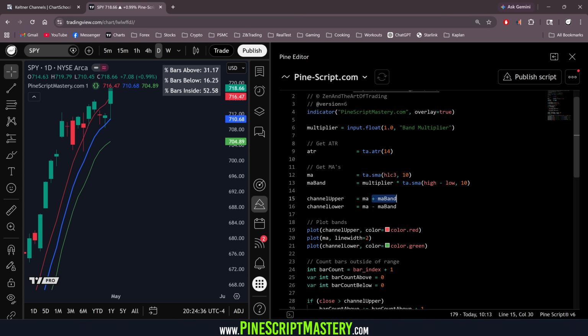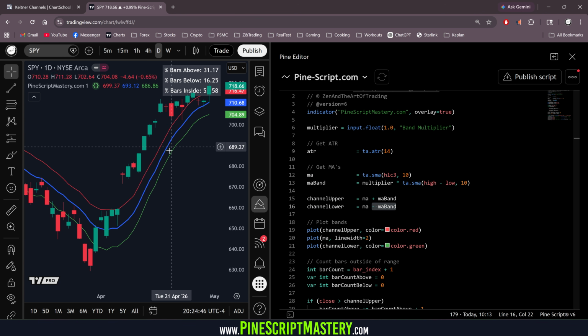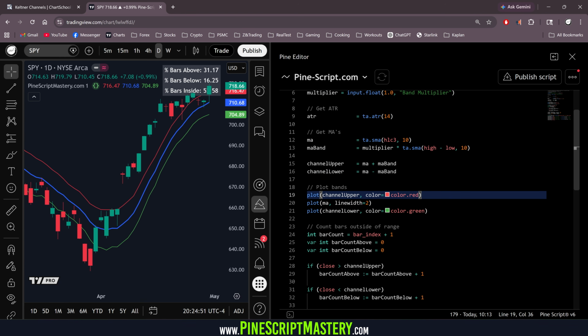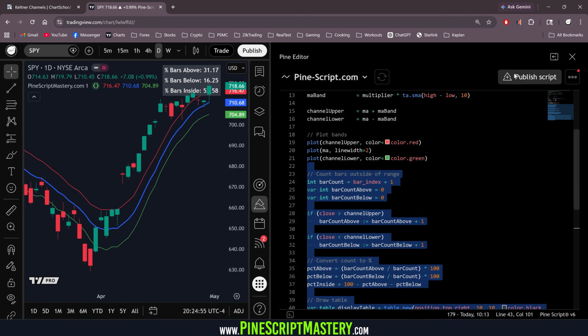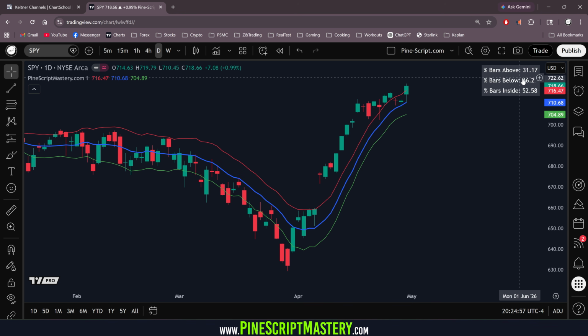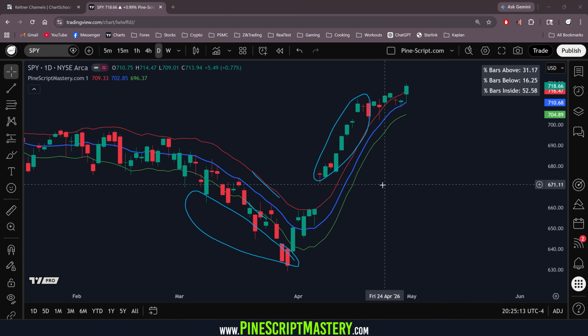Then we simply add the moving average of the high-low range. We add it to the central moving average and subtract it from the central moving average to get our lines, our channels. And then we just plot them onto the chart. Then I have some extra code here which calculates the percentage number of bars which trade above or below these channel bands.